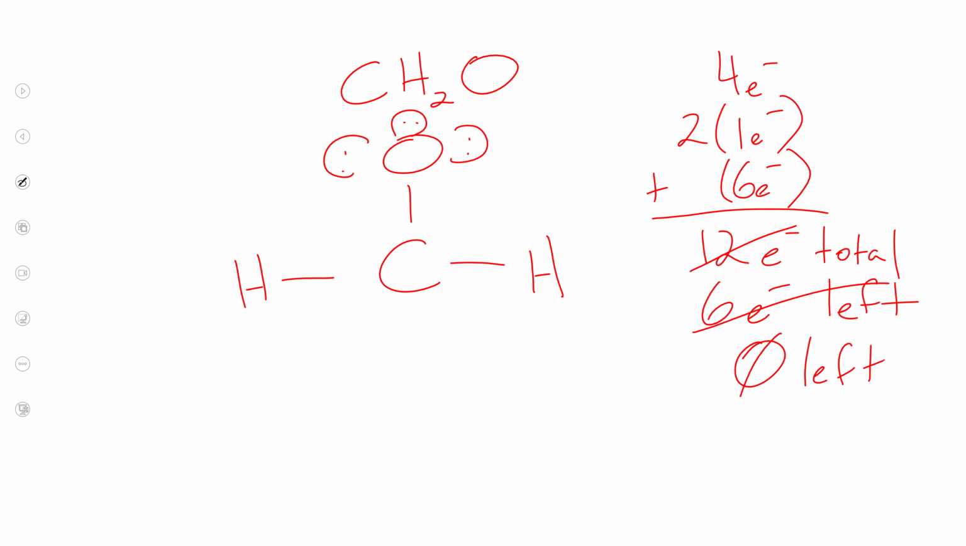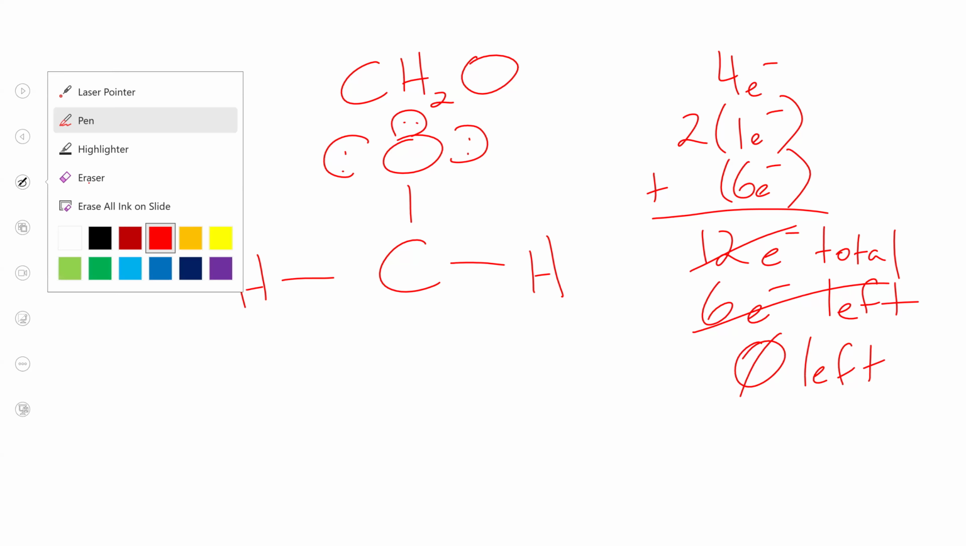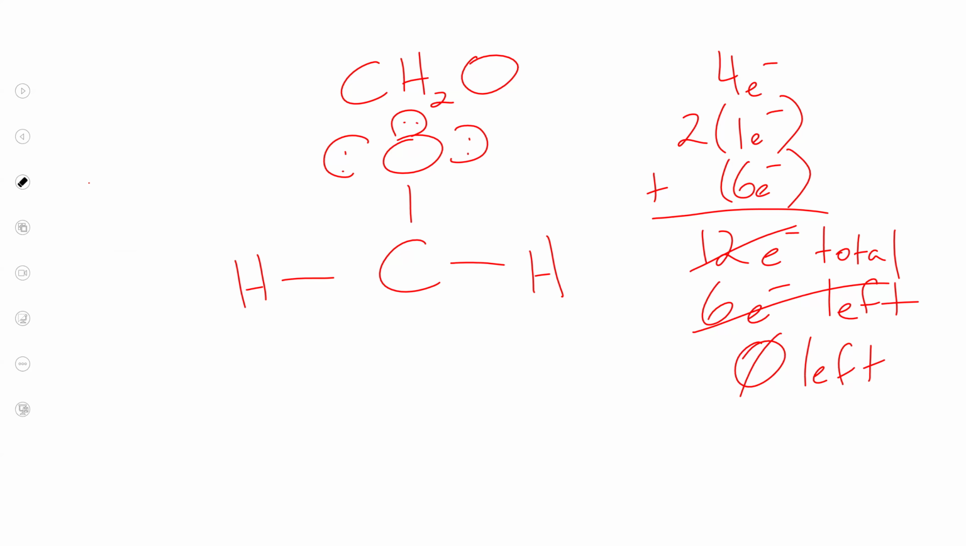What about the carbon, Bianca? It's not happy yet. It needs what? 2 more electrons. So if we run out of electrons and we still need more on the carbon, we're going to make a double bond. Erase a pair. Turn it into a double bond.